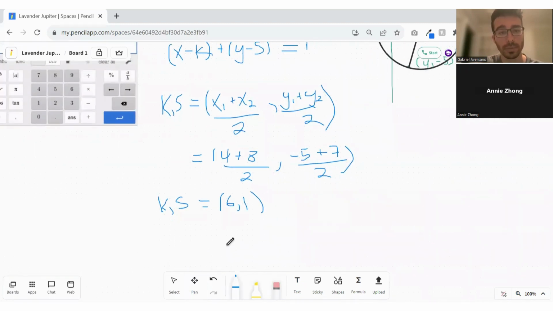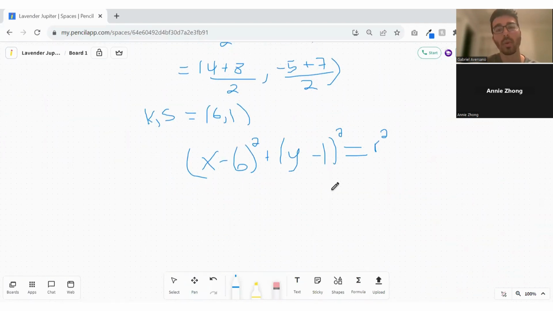So far, so good? Yep, so far so good. Awesome. So I'm going to plug these in. I'm just substituting K and S up here in the equation. Y minus 1 squared is equal to R squared.